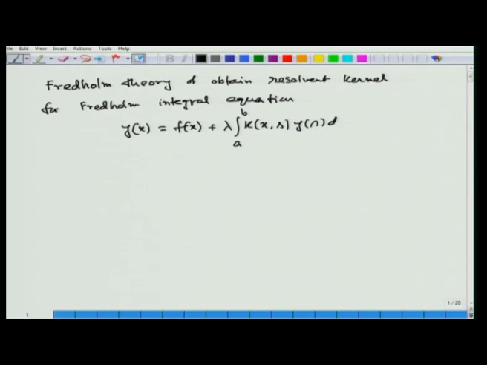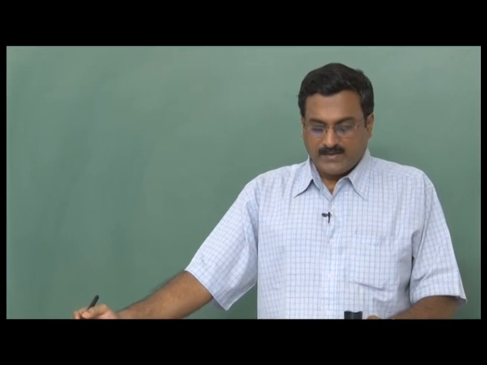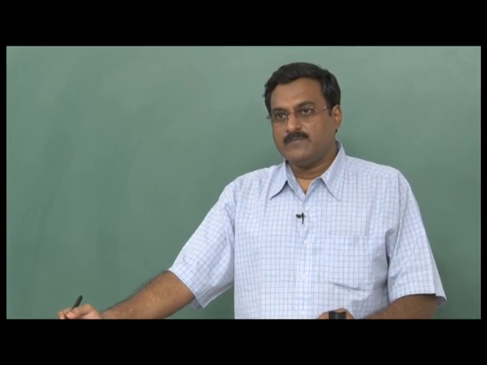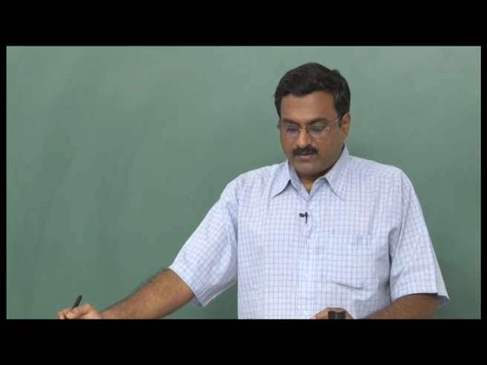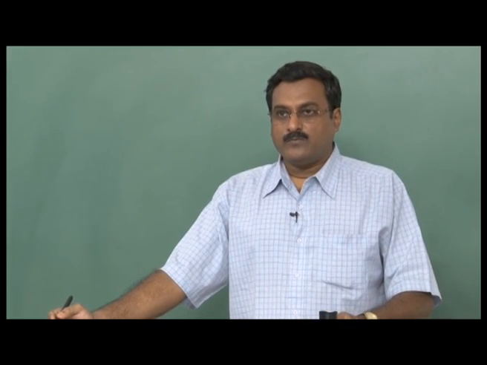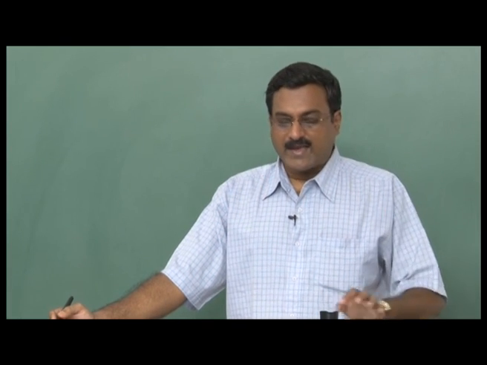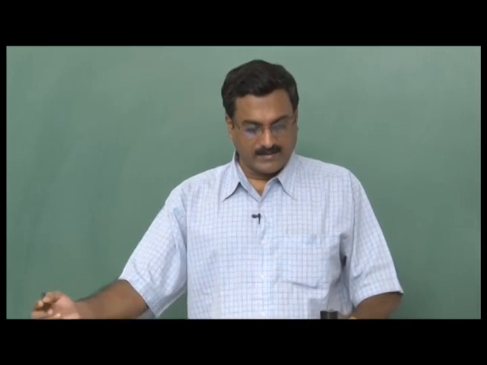which is given by y(x) equal to f(x) plus lambda integral a to b K(x, s) y(s) ds. Now, you can recall that we have already discussed other possible methods to solve this kind of integral equation, and also we have obtained the resolvent kernel to find the solution of this non-homogeneous Fredholm integral equation of the second kind. But here we are going to discuss the method introduced by Fredholm, which comes out to be a ratio of two infinite series that actually constitute the resolvent kernel.